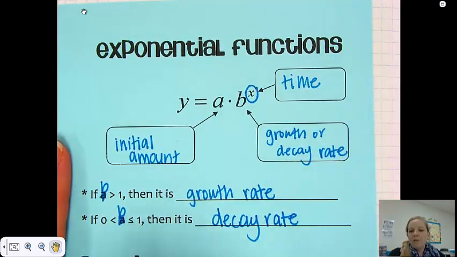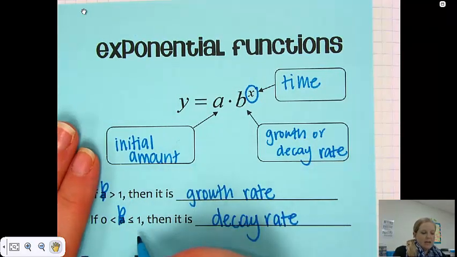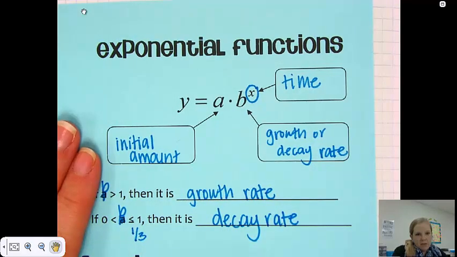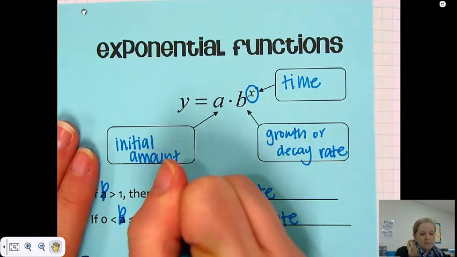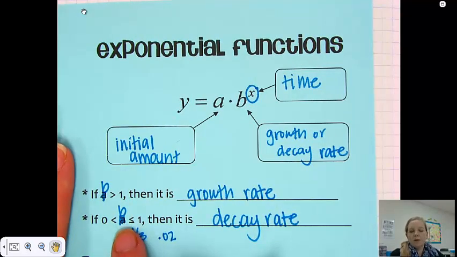Okay? Now, when I say in between 0 and 1, that could mean a couple of things. It could mean a fraction whose value is less than 1, like 1/3. It could also mean a decimal, like 0.02. Okay? So these are all numbers that are in between 0 and 1. We're not going to look for a negative number. We're going to look for a number that is less than 1.